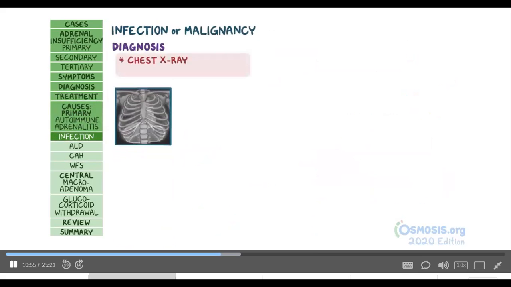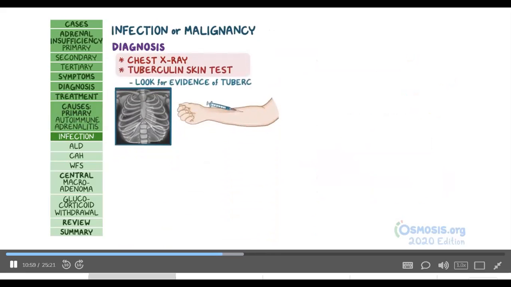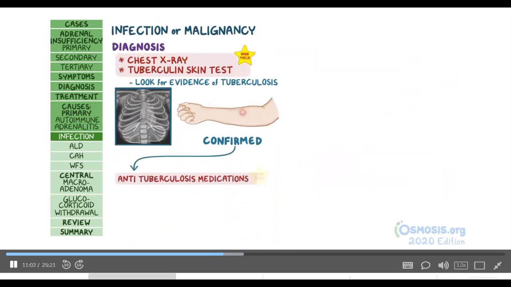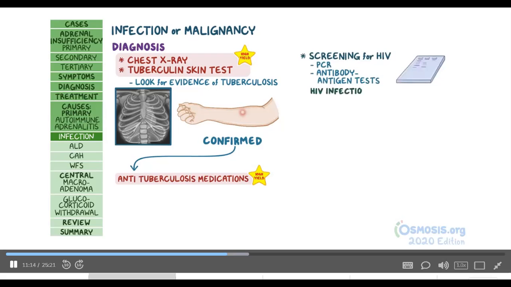When it comes to Addison disease caused by an infection or malignancy, diagnosis is based on a workup which should include a chest x-ray and a tuberculin skin test to look for evidence of tuberculosis, and, if confirmed, anti-tuberculosis medications can be given to treat the infection. Screening for HIV infection can be done with PCR or with antibody antigen tests. If an HIV infection is the confirmed cause, antiretroviral therapy should be initiated.